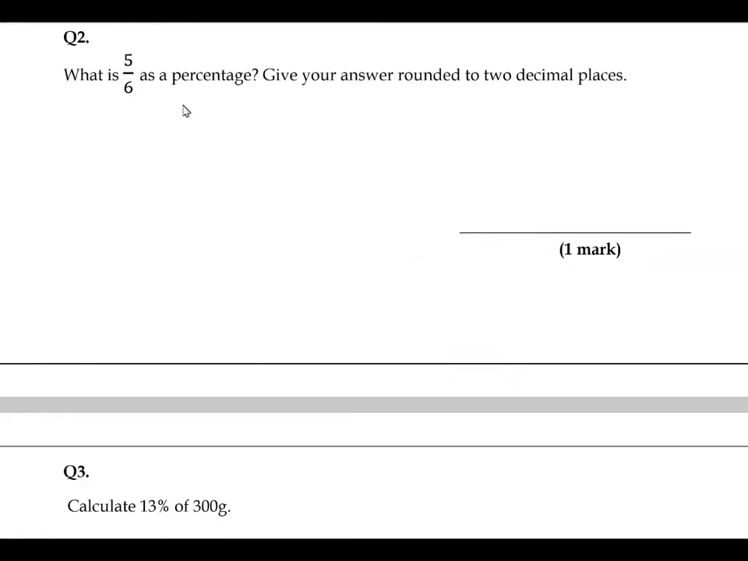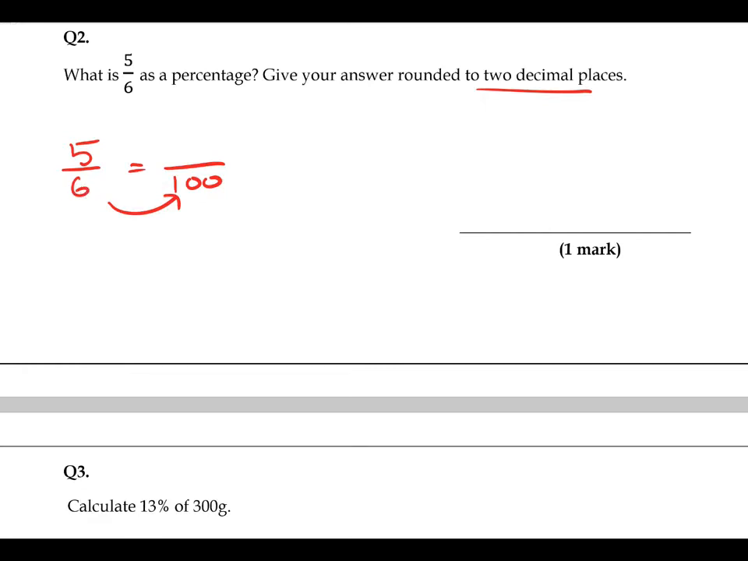Question 2. What is 5/6 as a percentage? Give your answer rounded to 2 decimal places. So the first thing to do is maybe turn this into a decimal and then multiply it by 100. Because if we try and use equivalence, 6 doesn't go into 100 a nice number of times. It's not like having a 5 or a 10.